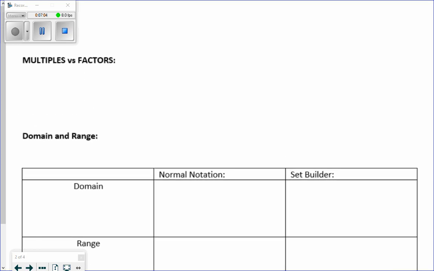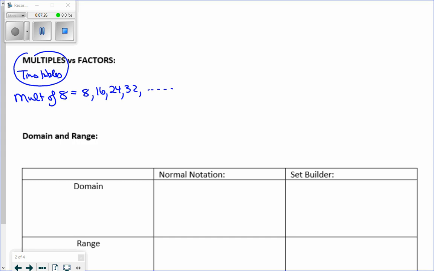Multiples versus factors. Okay. Easiest way to explain this is just to show you an example. Multiples are like your times tables. So if I ask for the multiples of 8, that would be 8 times 1, 8 times 2, 8 times 3, 8 times 4, and so on and so forth. Those are the multiples of 8.